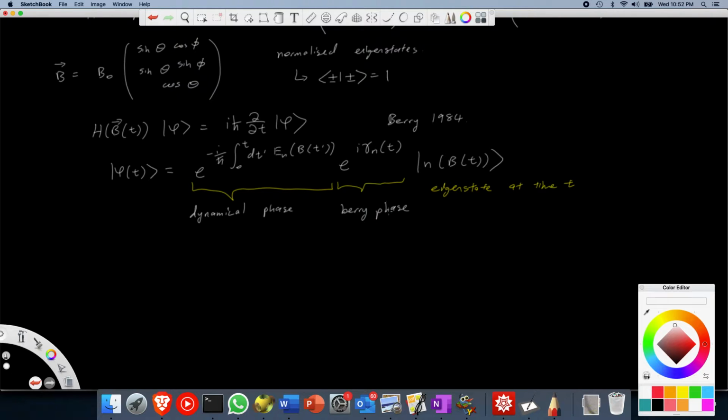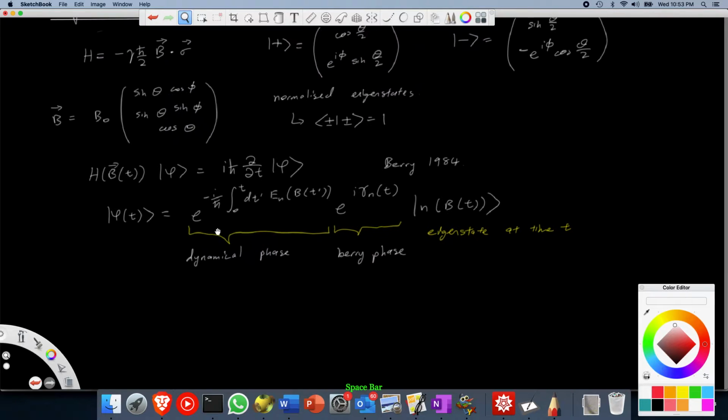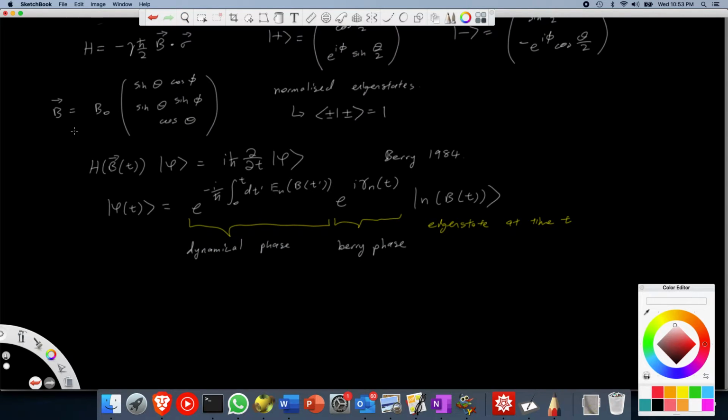And this is of interest because when you integrate in a closed loop, and I forgot to mention one important thing previously, the magnetic field here must vary slowly with respect to time to ensure something called the adiabatic theorem applies.